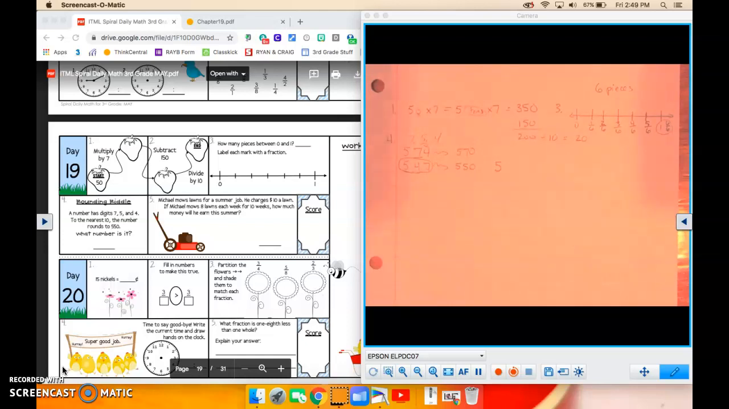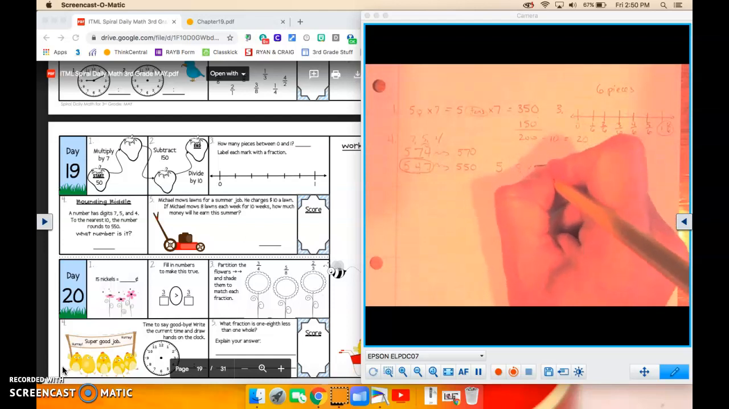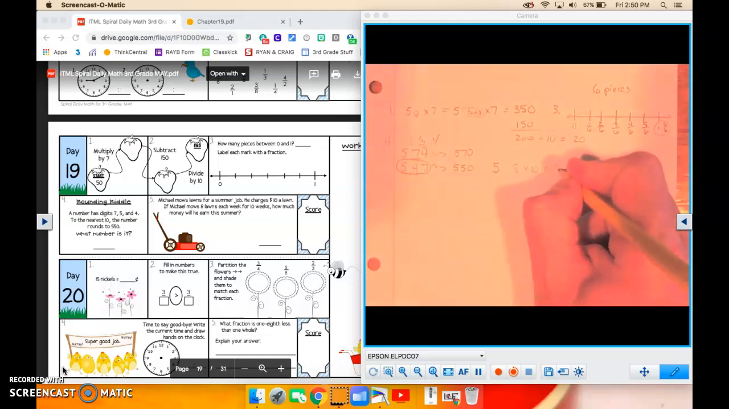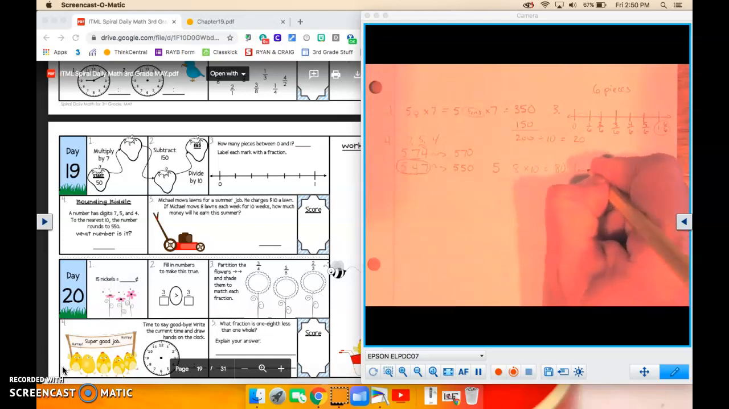If Michael mows 8 lawns each week for 10 weeks, how much money will he earn this summer? Okay, so $10 a lawn, and he mows 8 lawns each week for 10 weeks. So how many lawns total is that? So 8 lawns a week times 10 weeks equals 80 lawns. There you go. We're done.